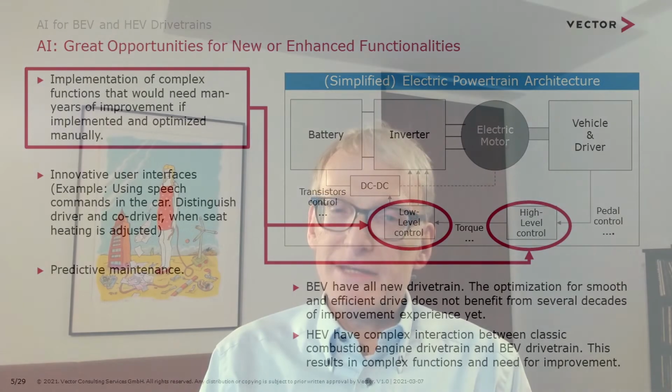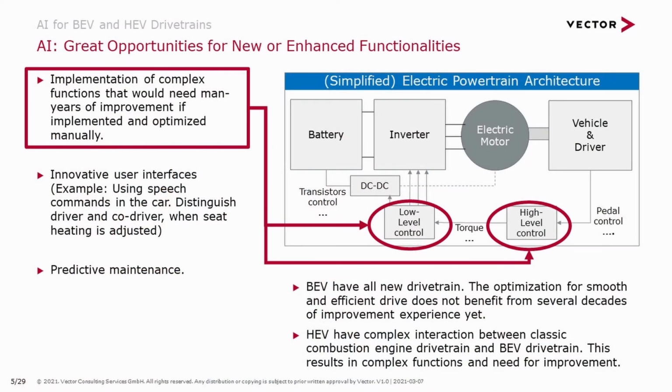If you look at BEV and HEV, they are both comparatively new compared to the combustion engine. And so we do not have the decades of experience, we do not have the decades of manual improvement. So the idea is, why not use artificial intelligence to help us in the optimization, make it smoother, make it more efficient, because if we don't do it, somebody else will do it.